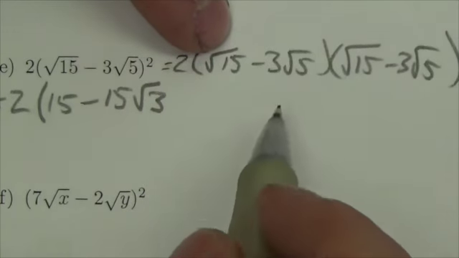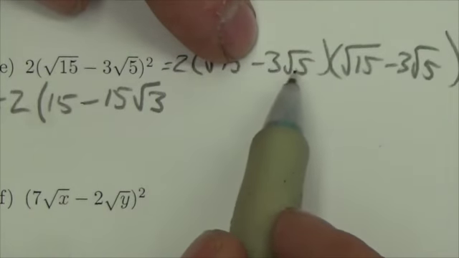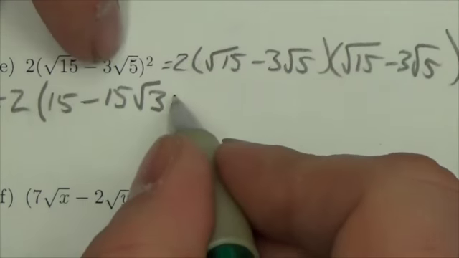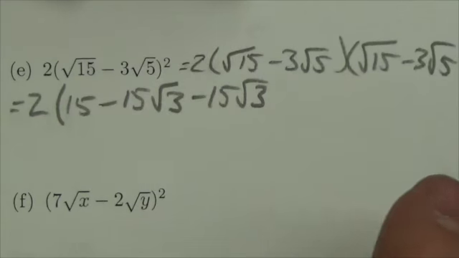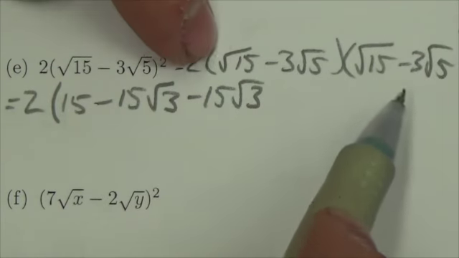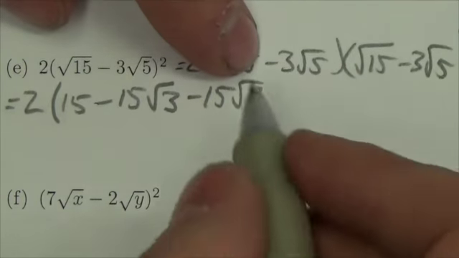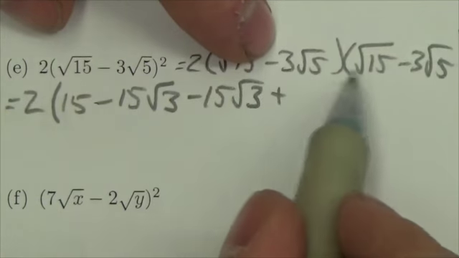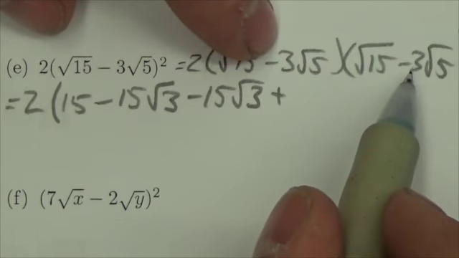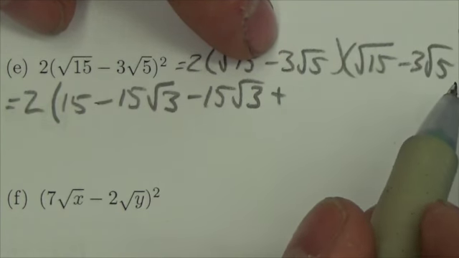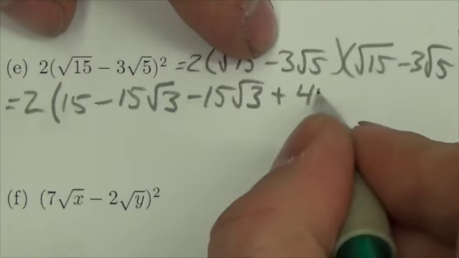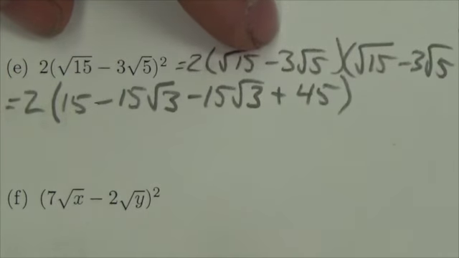Okay? Then I move on to this next one. Negative 3 root 5 times root 15. Well, it's going to be the exact same thing. Okay? And then negative 3 root 5 times negative 3 root 5. Okay, first of all, it's going to be positive. 3 times 3 is 9 when I multiply the coefficients together. But then root 5 times root 5 is 5. 9 times 5, 45.